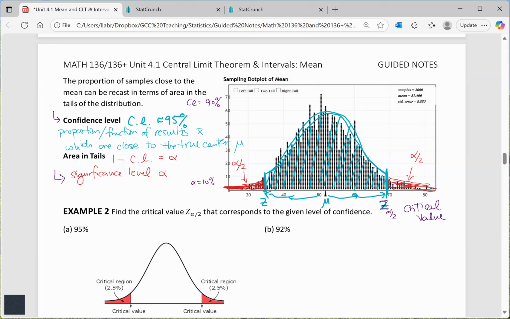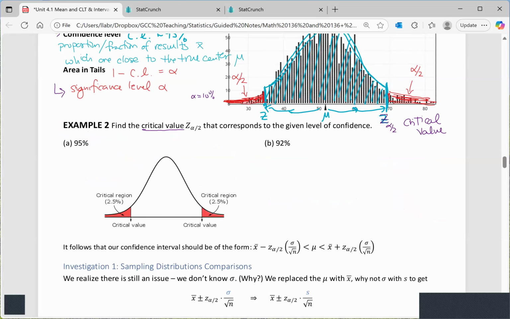So let's go ahead and phrase it now with that context. So let me find the critical value, Z sub alpha over 2, which corresponds to the given level of confidence. Remember, level of confidence is just you now saying, I am fairly confident I will be able to obtain a sample that's close enough to the center, the true center. So here's our first example. Can you find the critical value Z sub alpha over 2 which corresponds to the given level of confidence of 95?